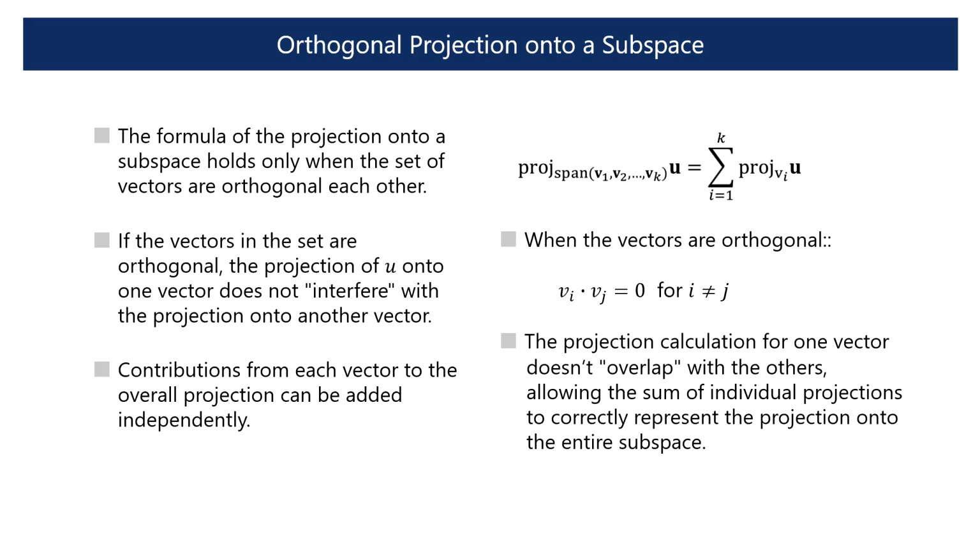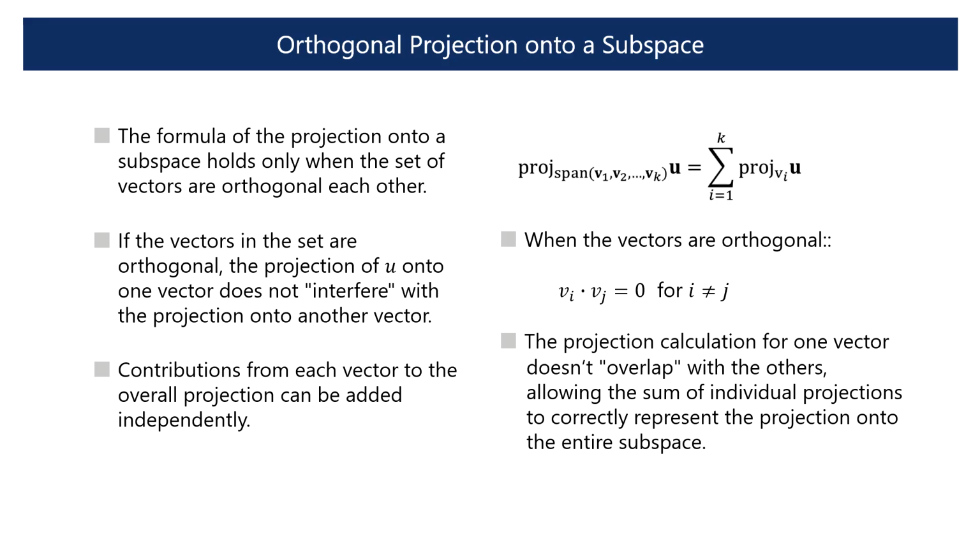Besides, when the vectors are orthogonal, their dot products are zero. This ensures that the projection calculation for one vector doesn't overlap with the others, allowing the sum of individual projections to correctly represent the projection onto the entire subspace.